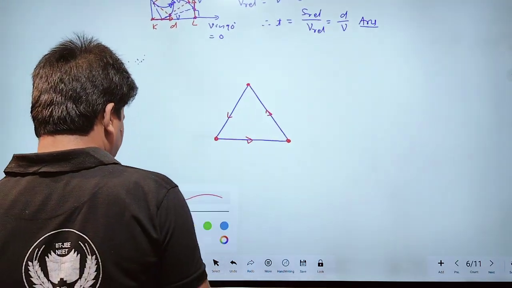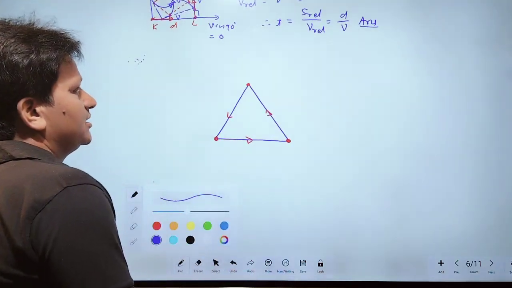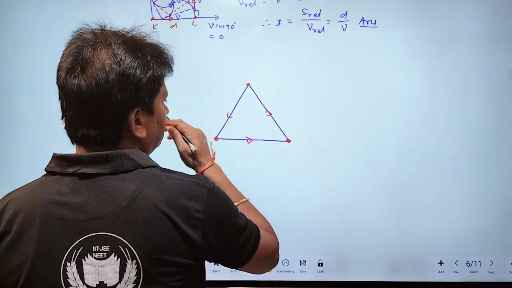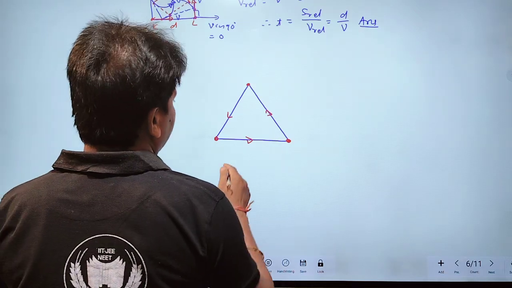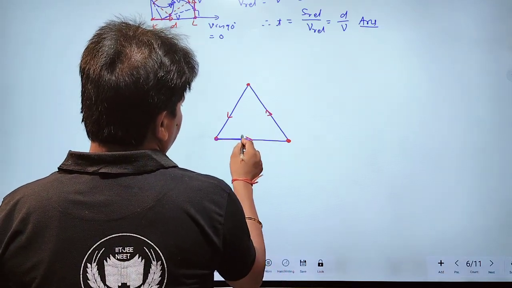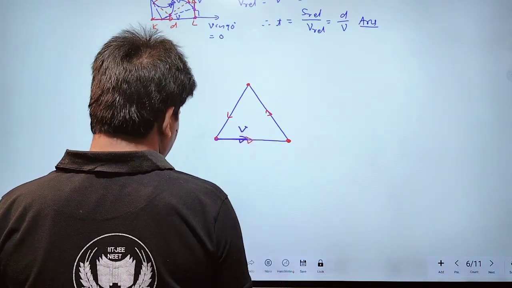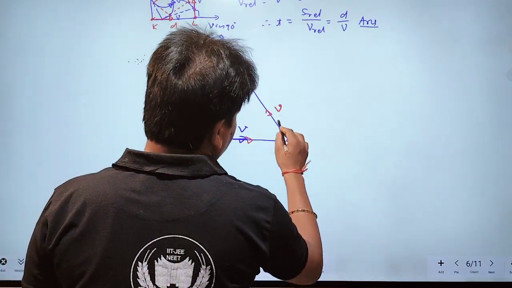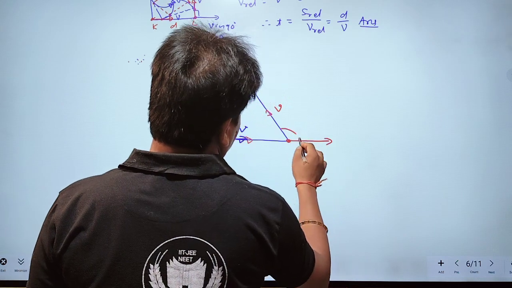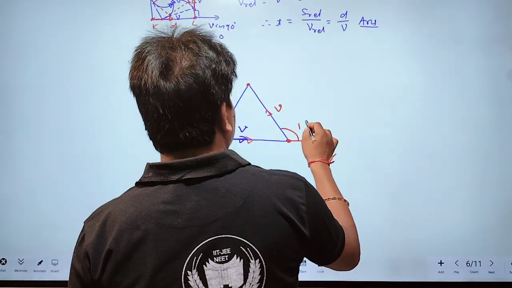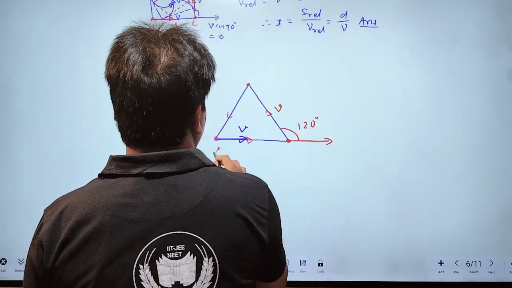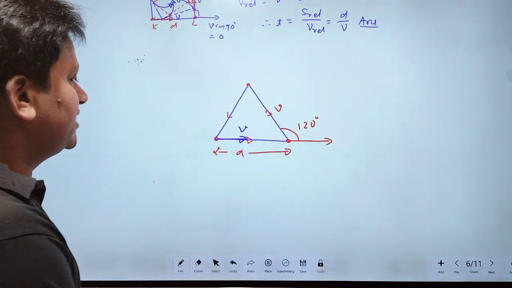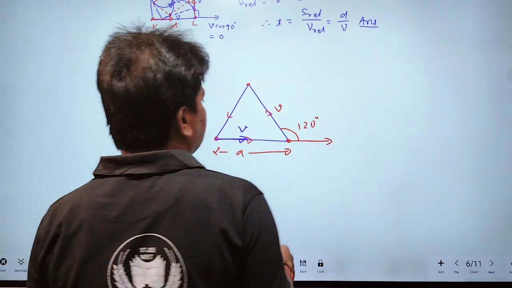In this figure, we have to find the time taken to meet. This is velocity v, and this is velocity v. We take the component of this velocity in this direction. What will be the component? This angle will be 120 degrees, and the separation and side length is a. Okay?